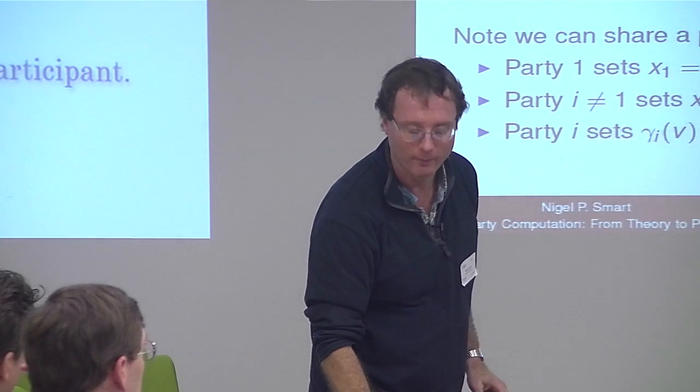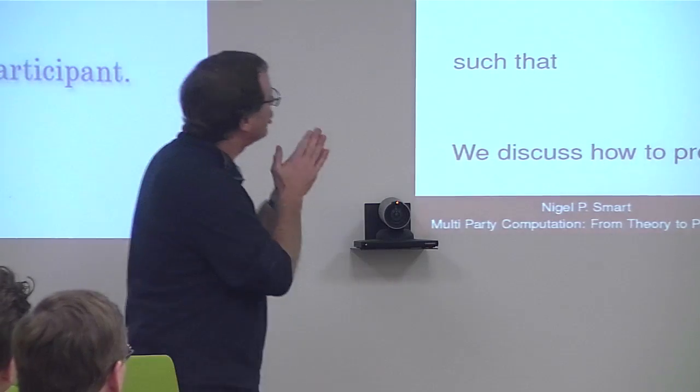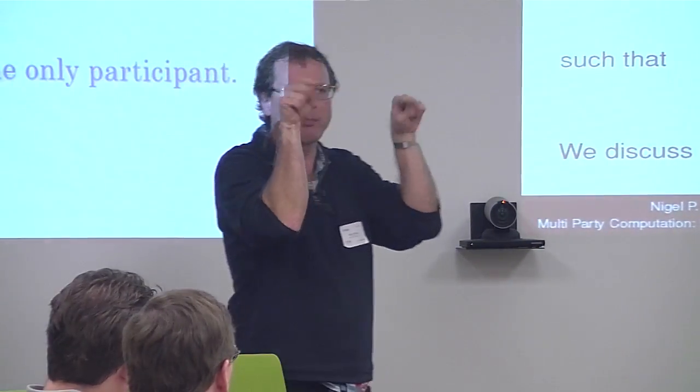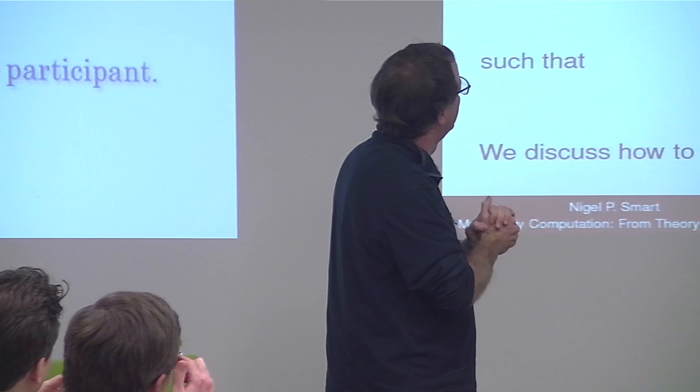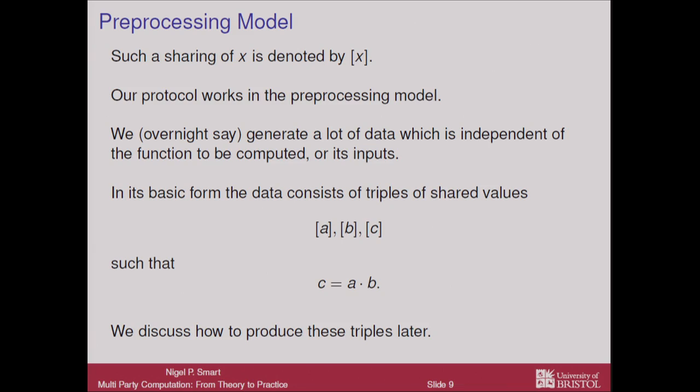Good. Now if we have a sharing like that, we'll call it square brackets x to denote that it's been shared with this MAC. The protocol is going to work in the pre-processing model. Imagine it's like a bank, in that overnight you do a huge amount of computation, and then during the day you actually want to process transactions. So you do lots of computation overnight, and then during the day you consume the data you computed overnight as you do the computation.